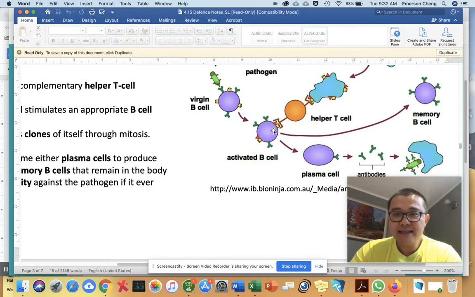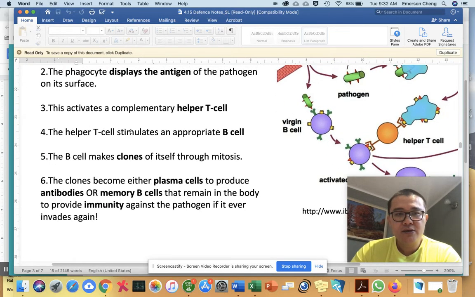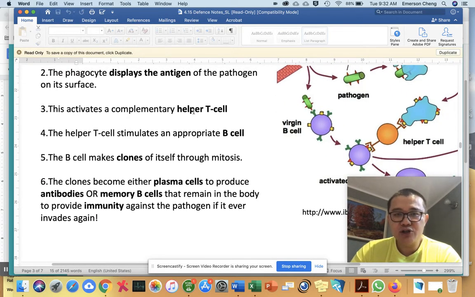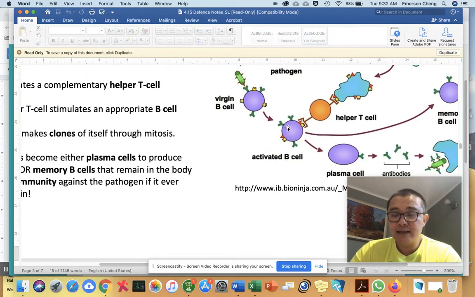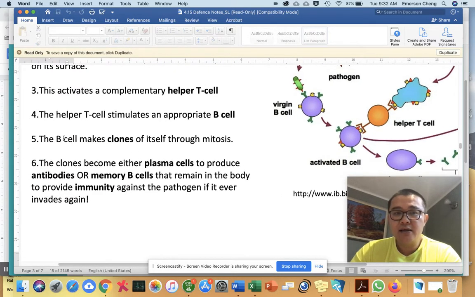So when this happens, the activation of the helper T cell stimulates the appropriate B cells. Now, what they tell the B cell to do is make clones of itself through mitosis. So the right kind of B cell, the activated B cell, will just make a lot of copies of itself.